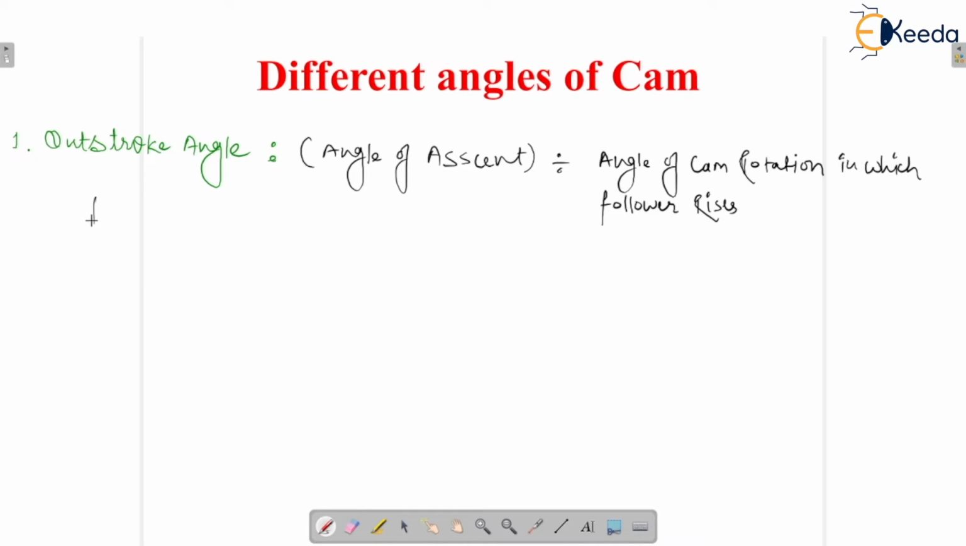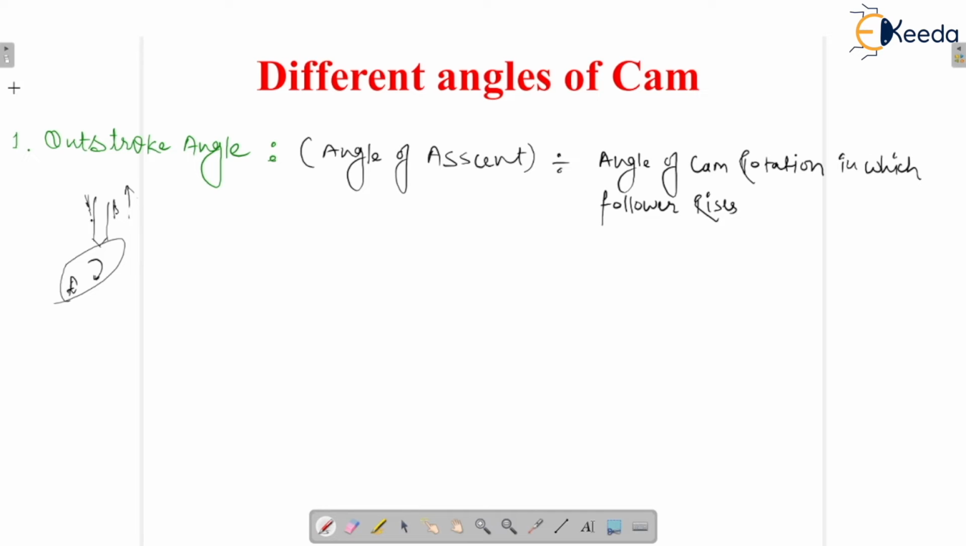If you consider the cam follower mechanism, you can see here that this is our cam, this is the follower, and this is the support, or you can say guide. As the cam rotates through a certain angle, the follower rises up. It may be upward movement or downward movement, but I'm talking about the follower's upward movement. When the follower rises, the angle turned by the cam is considered the outstroke angle, or angle of ascent.